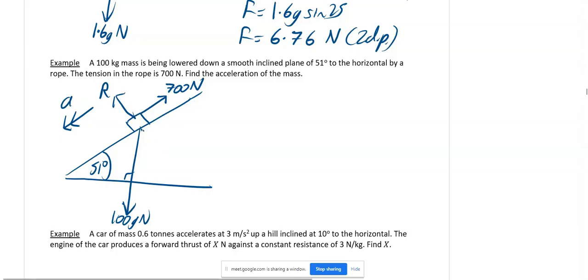This wee angle in here. So mark this wee dashed lines, and this is your 51 degrees. Okay, so that's your diagram. Get your diagram done, please.